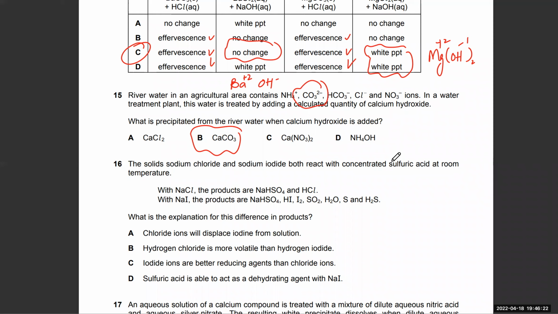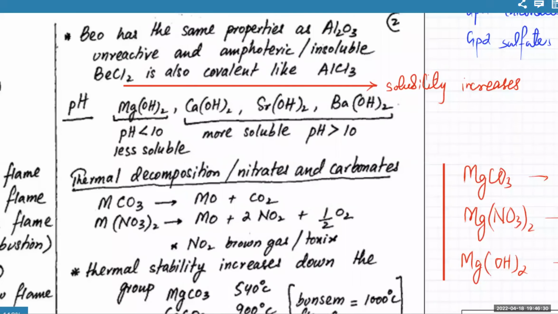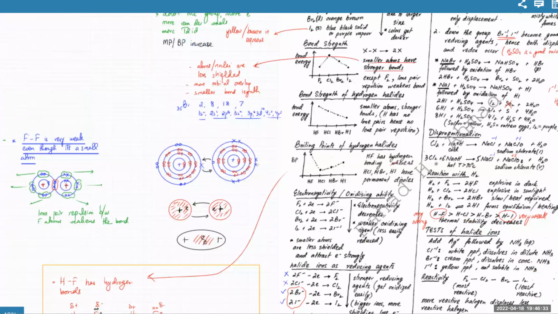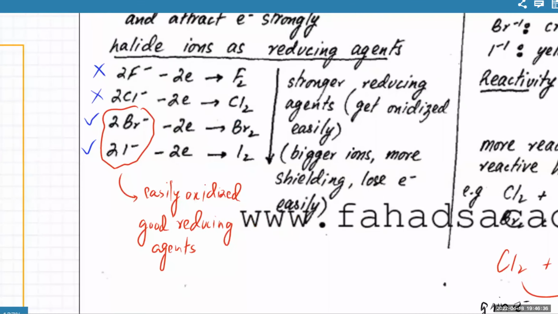Okay, the next part is the solid sodium chloride and sodium iodide both react with concentrated sulfuric acid at room temperature. The NaCl produces this thing and the NaI produces all of this. What is the explanation for this difference? So this is again a very typical question about group 17. Remember what happens in group 17, that for halide ions, the bottom ones are very good reducing agents. They really like to lose electrons. I-1 is bigger in size, Br-1 is bigger in size, so they really, really like to lose electrons. These two don't want to lose electrons. F-1, Cl-1, they're very electronegative. They don't like to lose electrons. So the bottom two get easily oxidized, and they're very good reducing agents.